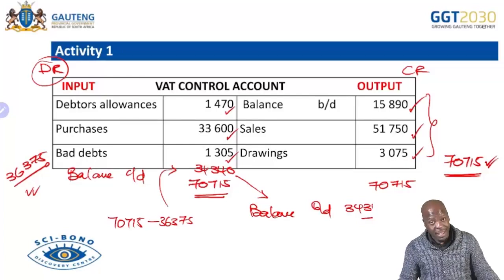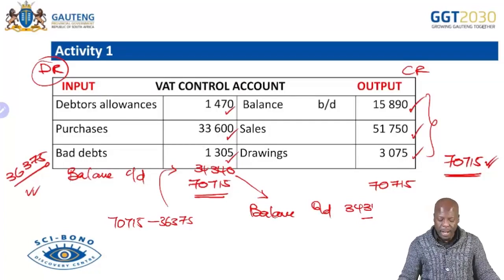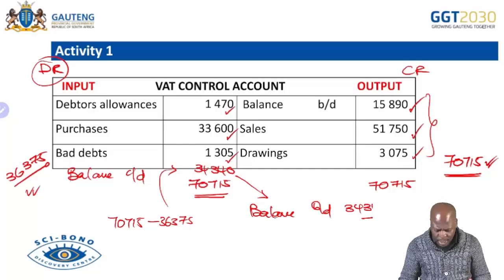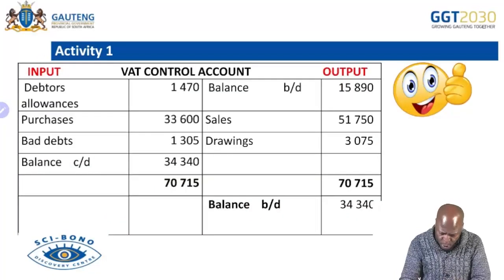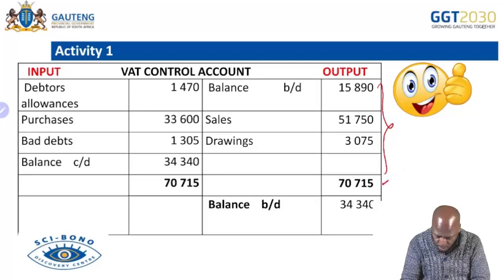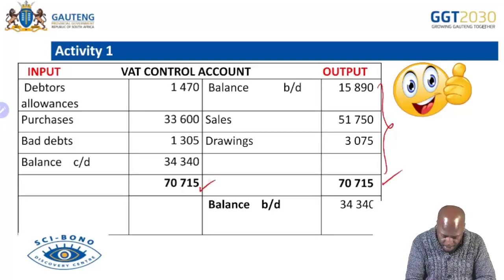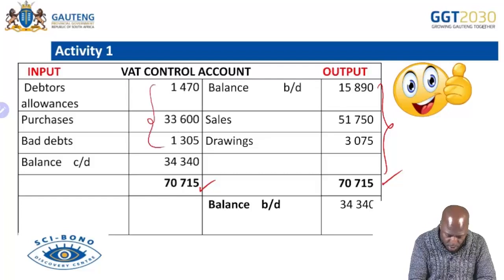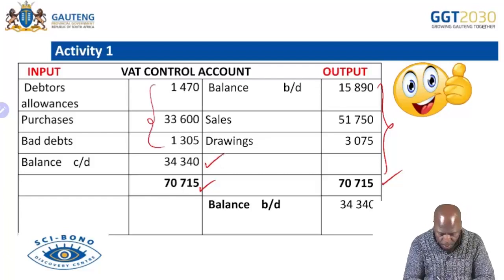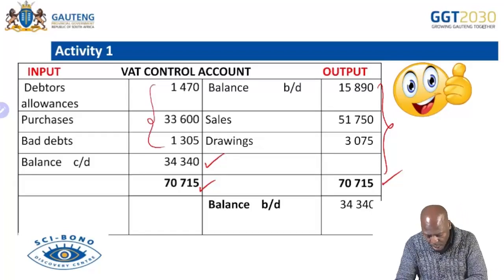All right. Does that make sense? Yes. All right. Now, let's quickly see how it would appear if it is beautifully written. There it is. You have added your credit side. You get this one. And then you put it again on the debit side. Then you get the difference with those three. Then you end up with 34,340, which comes down here. Balance brought down, 34,340.